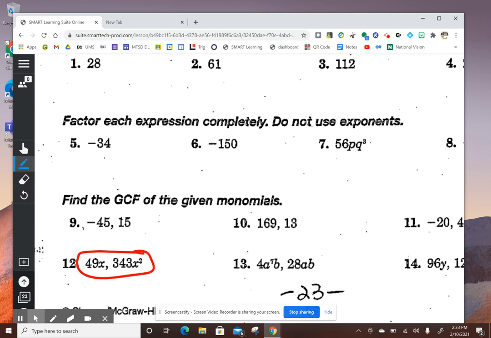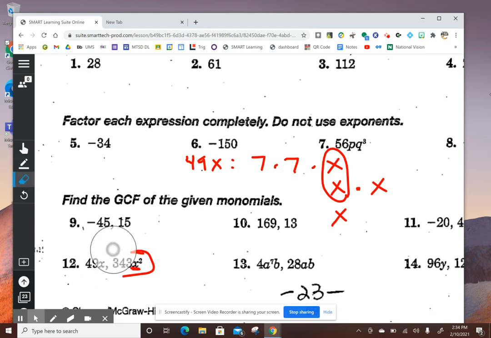Okay, so let's do 49x. We'll do it here. Now 49x, I could do a factor tree. I don't need to. I know it's 7 times x. Now I know 343x squared is going to be x times x. As far as the variable goes, it's just going to be an x, because remember I told you it's the lowest power that you see. I see an x to the first, x squared. The lowest is x to the first. So I know it's going to be x to the first.